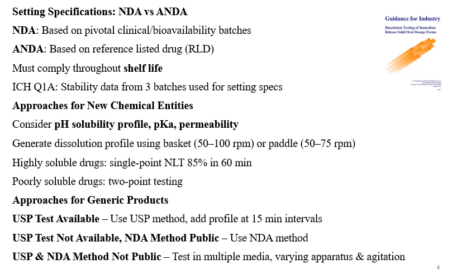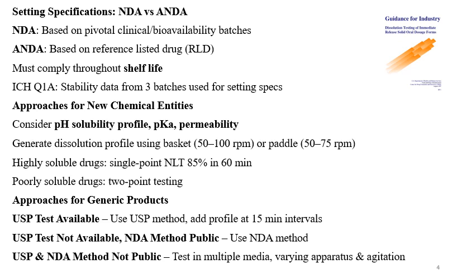So if you are working on a formulation containing a new chemical entity, consider the pH solubility profile of the API, consider its pKa, permeability, site of absorption, and stability in the GI media at various pH. A lot of data is required to be studied and generated. Then generate the dissolution profile using basket apparatus or paddle apparatus.